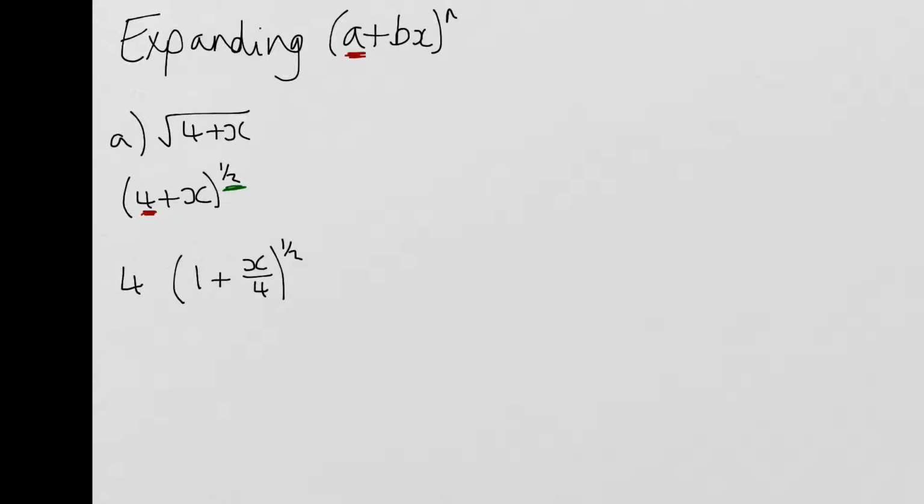However, with the 4 being inside the bracket, it does have this power of a half being applied to it. So when we take that out as a factor, we must also keep that power of a half on the outside too. So here we are. Now then we will have, so the 4 to the power of a half is 2, and for the remaining section we can now use that binomial expansion formula.